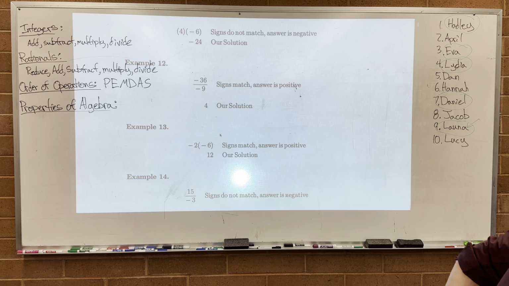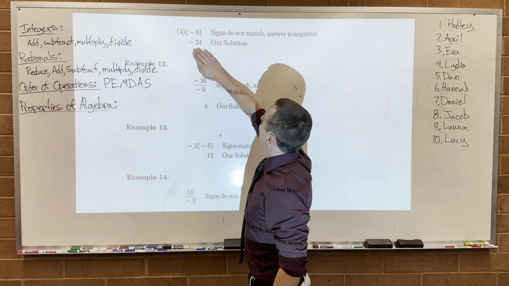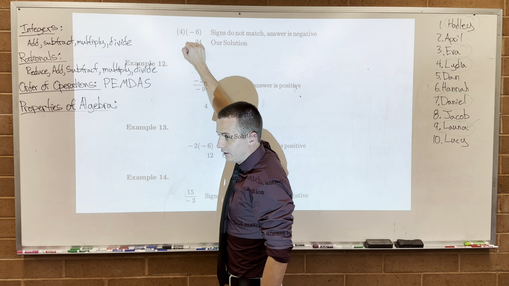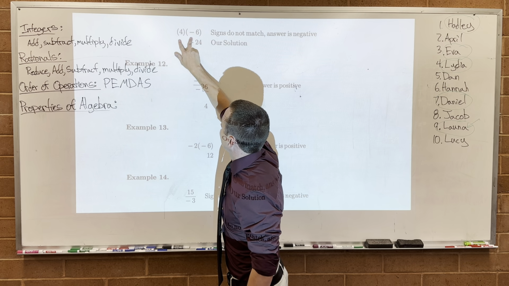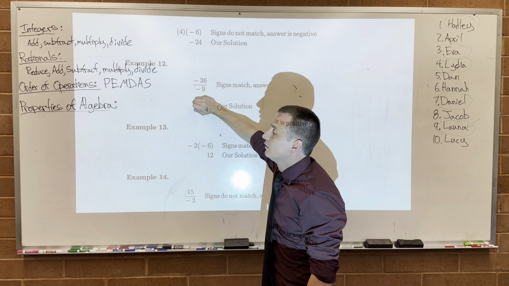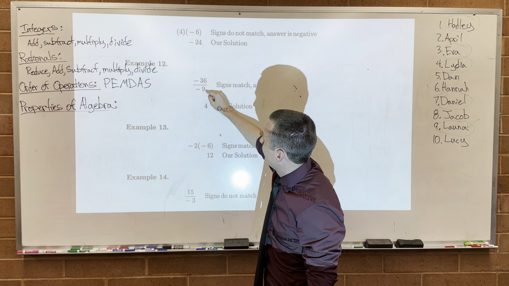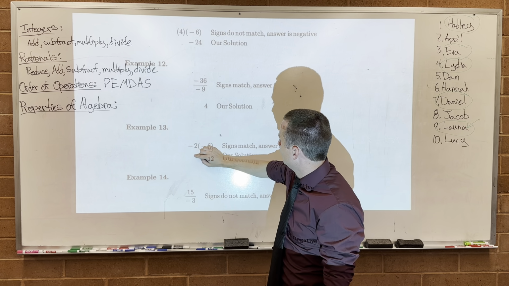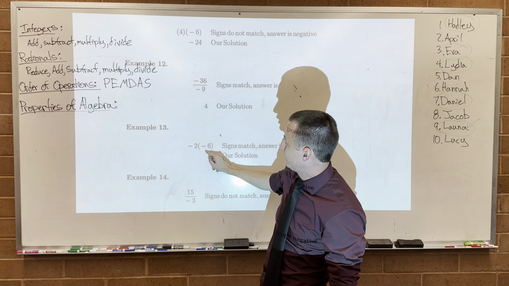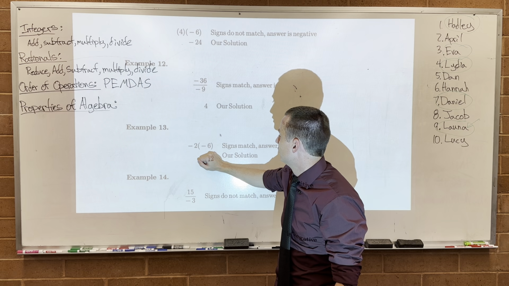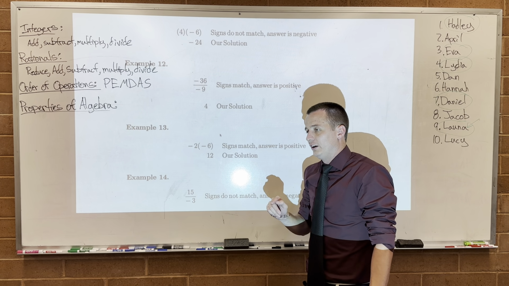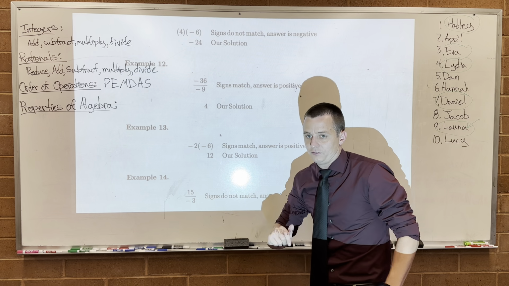Going on to the multiply ones, let's make sure each of these makes sense. So a positive times a negative is a negative. And so then just multiply the numbers together, we get 24, so it's negative 24. A negative divided by a negative is positive. So negative 36 divided by negative 9 is positive 4. Here the parentheses mean the same thing as multiply, so we have negative 2 times negative 6. Positive 12, wonderful. And 15 divided by negative 3? Negative 5. Wonderful.